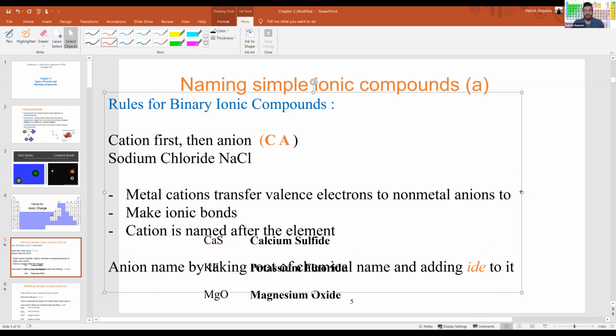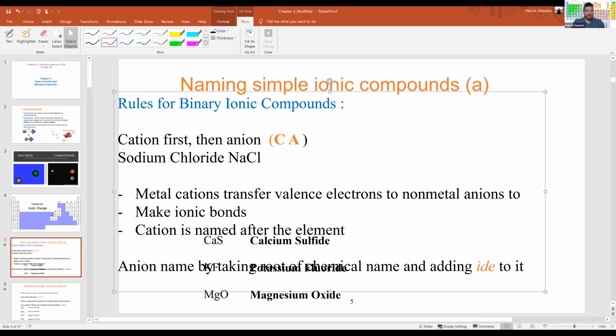I don't know why the window messed up. Okay, so metal cations transfer valence electrons to non-metal anions to make ionic bonds. That encompasses everything. That encompasses that ionic bonds are between metals and non-metals. And it means that metals transfer the electrons to non-metals. That's all you need to know before we get to naming.